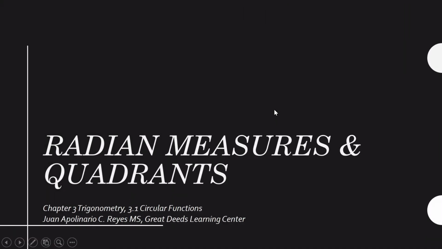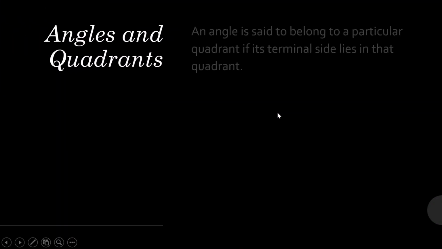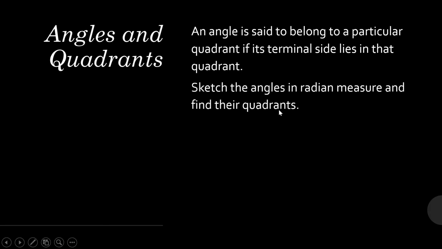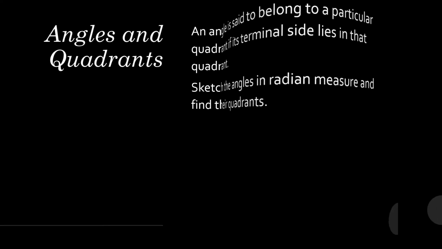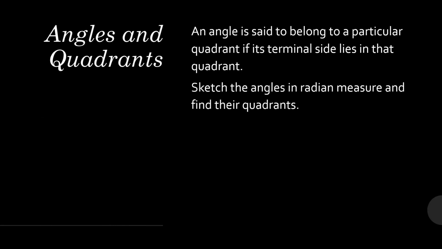Radian measures of angles and their quadrants. An angle is said to belong to a particular quadrant if its terminal side lies in that quadrant. So in this video, what we shall do is we shall sketch the angles in radian measures, and then we shall find the quadrants that contain these angles. We already did something like this, but what we sketched were angles in degree measure. So sketch the angles in radian measure and find their quadrants.